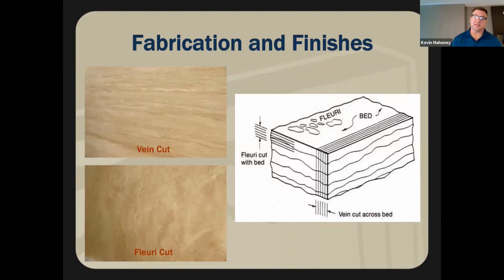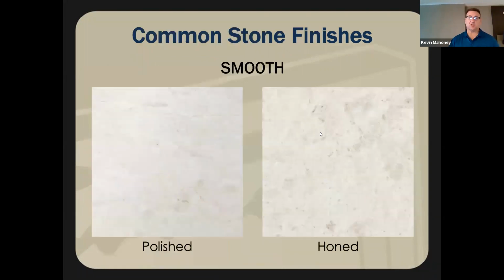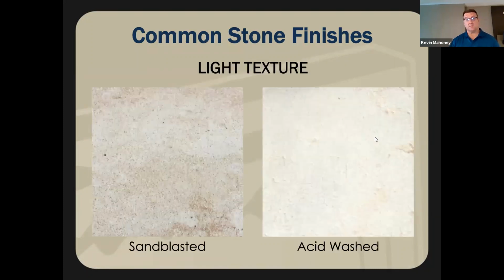Oh, geez, 3 minutes. A flurry cut through the bed. It's also called a bed cut. And you can see we're just splitting that off through the sediment layers, and then a vein cut across the face of that. In the veneer stone industry, we call that a split face cut. Polish, tone, and what that does to the smooth finish and the aesthetic of the stone.